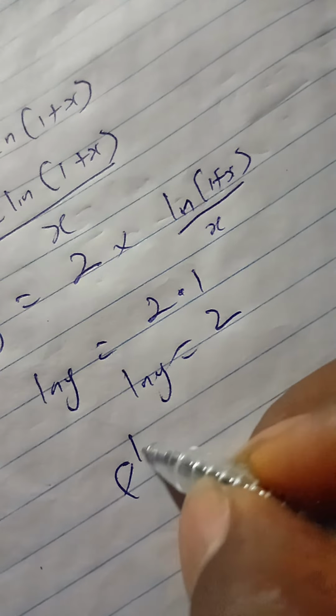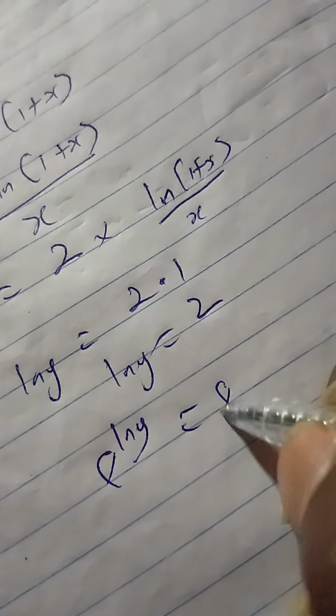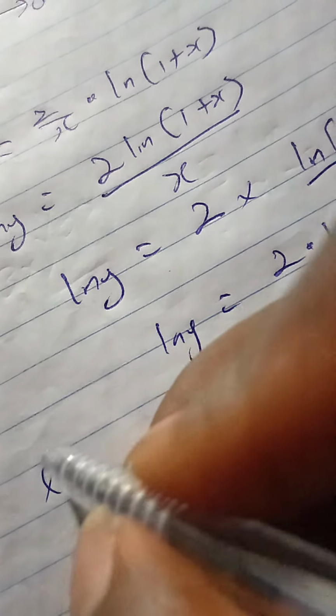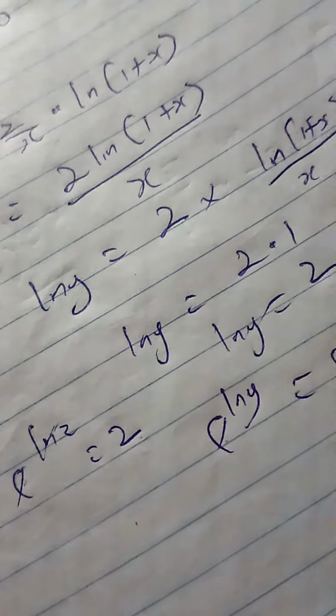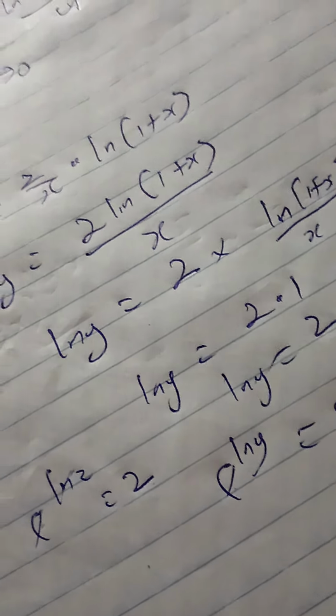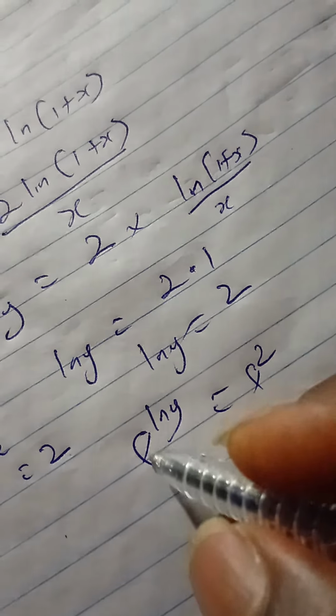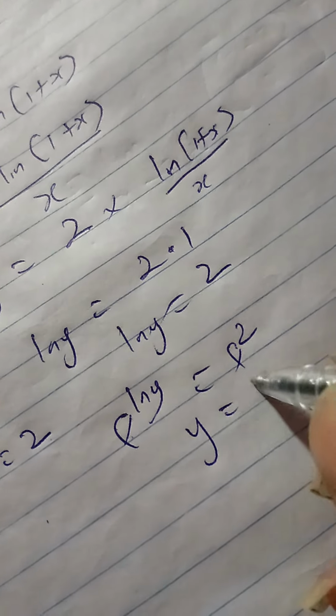So e raised to the power ln y equals e raised to the power 2. Because e raised to the power ln, the ln cancels the e. Are we together? So e raised to the power ln y is equal to y. So our y is equal to e squared. So that's what we obtain here.